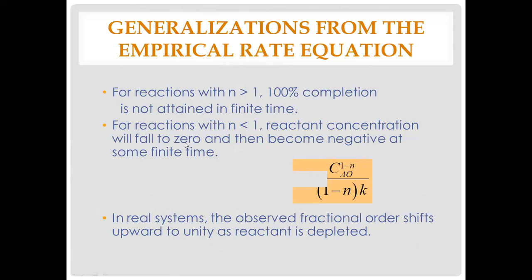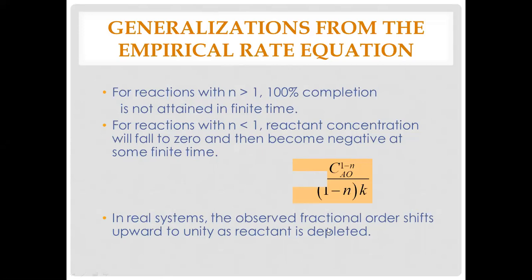So if the order is less than 1, reactant concentration will fall to 0 and then become negative at some finite time. So your answer is not valid anymore because the order of the reaction that we had is less than 1, and that's 0.5.